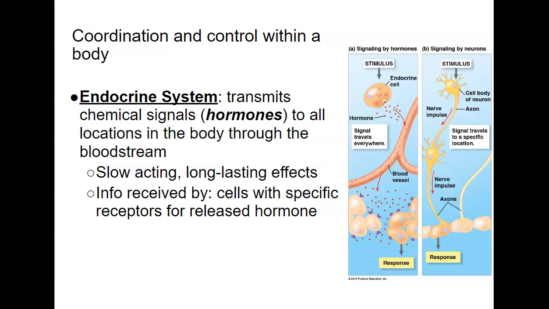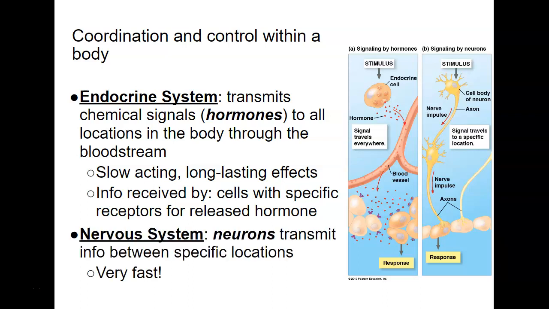So this is pretty slow, but it does have long-lasting effects. And things that can receive these are specific receptors for that target hormone. In addition, we also have the nervous system. The nervous system uses neurons, or brain cells, to transmit information. And this is very quick because it's electric signaling, which goes a little bit faster. It doesn't have to wait for the bloodstream, and it can be really quick, instantaneous information sent from one brain cell to another, or to muscles or endocrine cells to get a quick response. These are just two ways that the body can actually control itself.